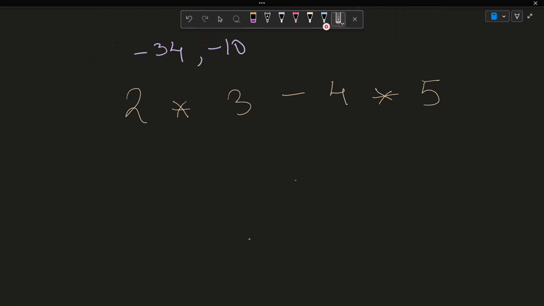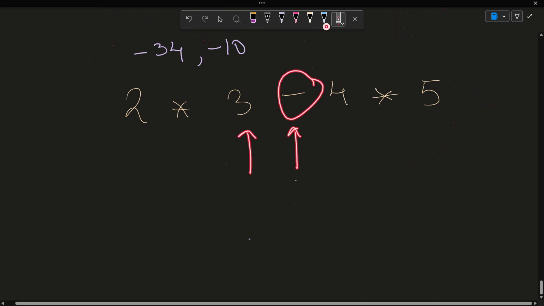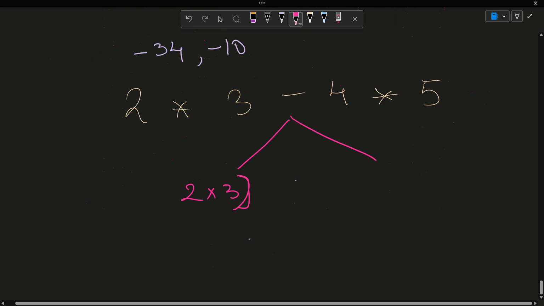Now we start traversing to the right and we see a minus. Since we are seeing this minus, I can divide this into 2, which is 2 times 3, not a square bracket, 2 times 3 and 4 times 5.